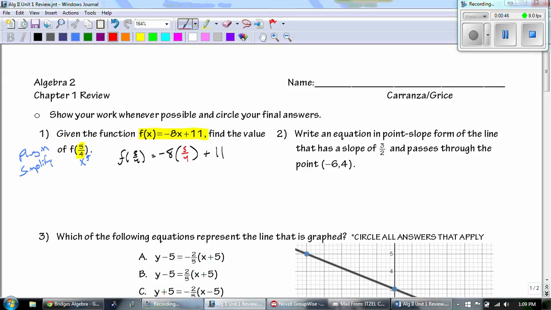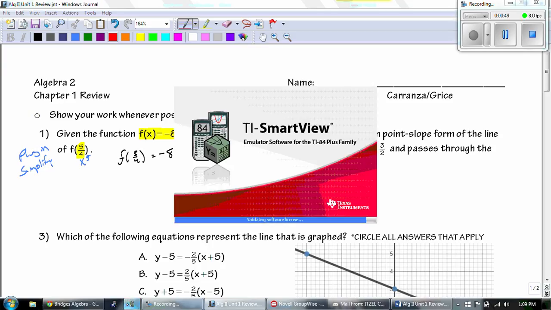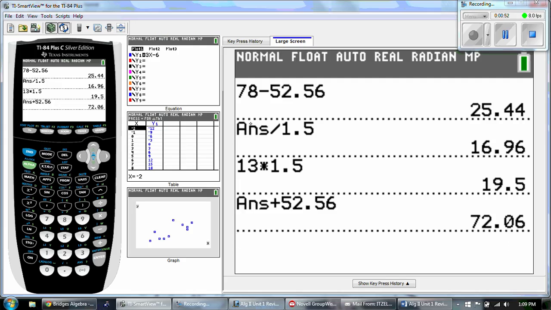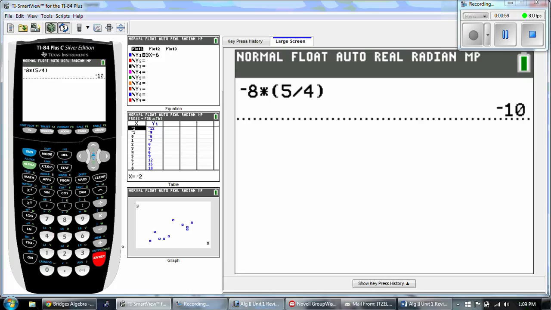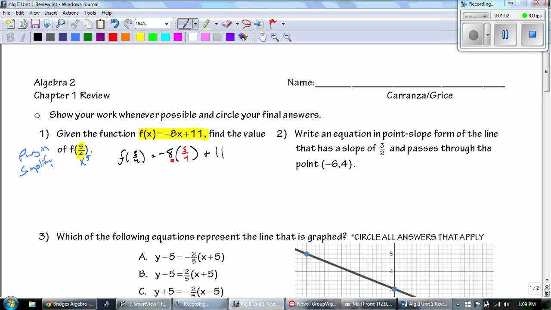Now, if you don't know what negative 8 times 5 over 4 is, you should be taking out your calculator, and here we go. So negative 8 times, in parentheses, 5 divided by 4, and we get negative 10. So we have negative 10 plus 11, and hopefully everybody knows what negative 10 plus 11 is. So we're going to have our final answer of f of 5 over 4 equals 1. And that is my final answer in function notation.